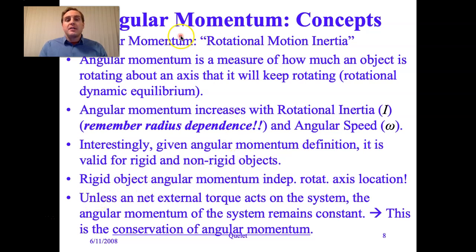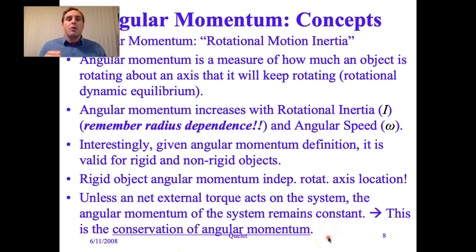By the way, because angular momentum is so flexible, this concept that we're driving towards, the conservation of angular momentum, which is the rotational equivalent of the conservation of momentum, is actually one of the most fundamental physics properties in the universe, really. And one thing I want to emphasize is that unless an external torque, a net external torque, acts on the system, the angular momentum of the system remains constant. And again, we call this conservation of angular momentum.